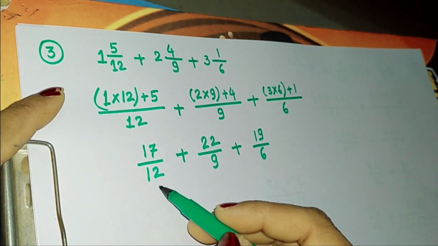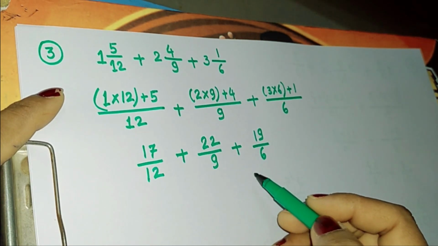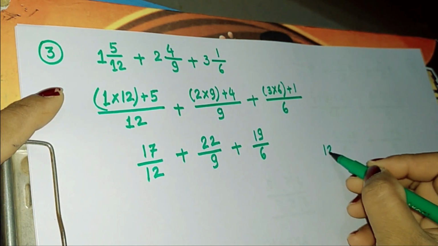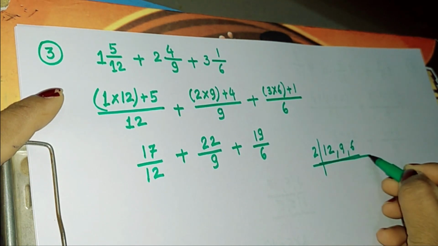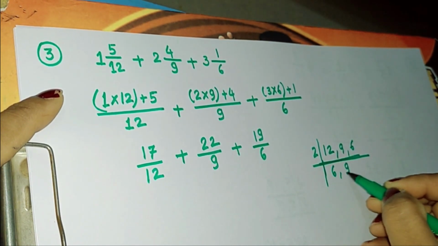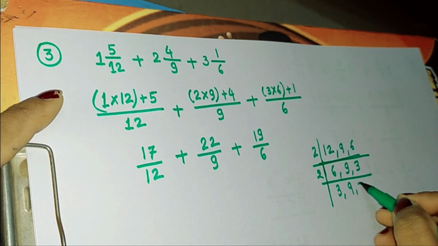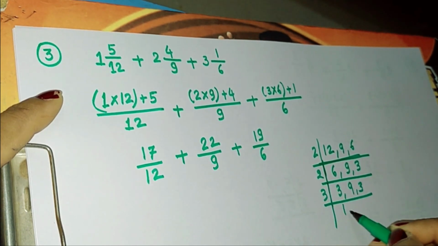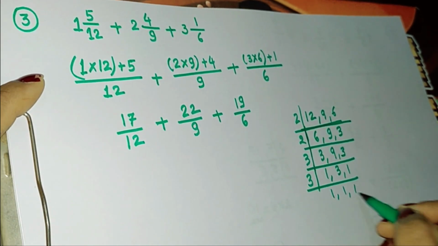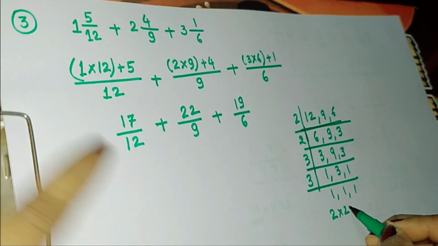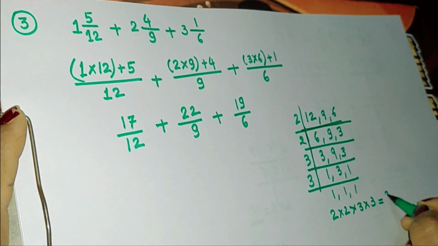And here you can see that the denominators of these three fractions are different. So to solve this question, first of all, we need to take the LCM of these three. So here the LCM of 12, 9 and 6 will be, let's divide it by 2. So here it is 6, 9, 3. Here again we will take 2. So here 3, 9, 3. Next is 3, 1, 3, 1. Let's divide it by 3, 1, 1, 1. So the LCM of 12, 9 and 6 will be 36.